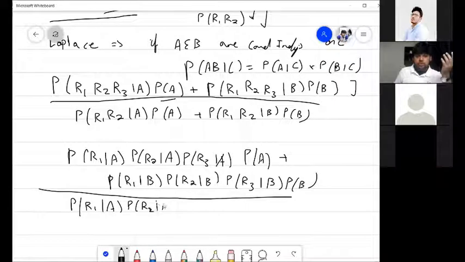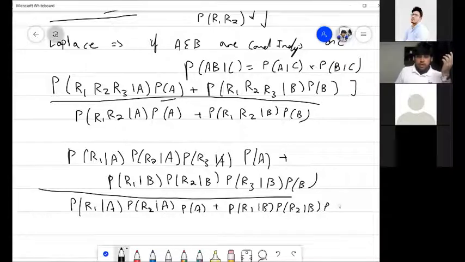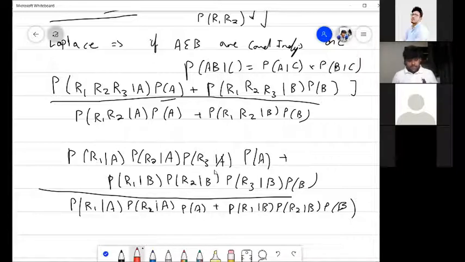R2. R1 given B. R2 given B. This is just the probability of getting a B. Now, in my mind, I feel like I have all the values I need to solve this question. What is the probability of me getting red given that it landed on A?